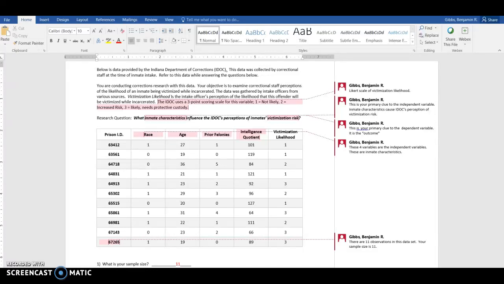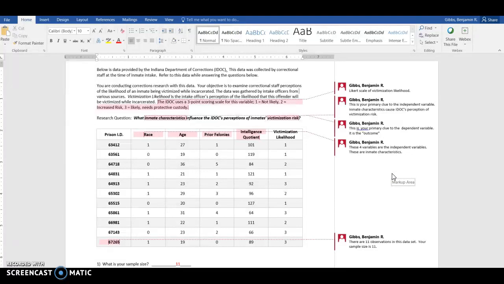Hello. Today's video is going to cover the level of measurement assignment. As you can see on your screen here, this is an edited version of the assignment that has instruction and explanation on it. I'll be posting this along with the video, so you'll be able to review both the video and the explanation version of the assignment. So this assignment covers level of measurement.